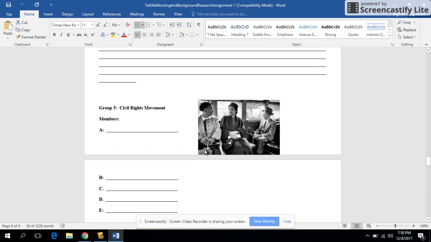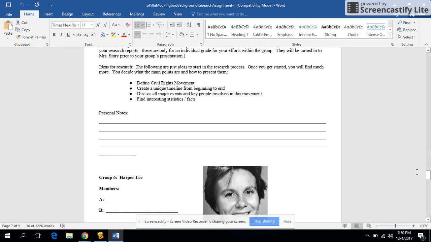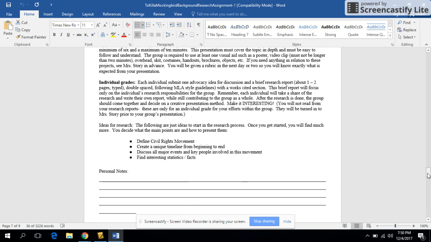The next is the Civil Rights Movement, and this is Rosa Parks. So you will go down and look up. These are kind of like just going together. Think about some of the things in the civil rights movement. Think about a timeline. Create a timeline. Discuss the major events and people like Dr. King. Find interesting statistics and facts. And I could talk to you about this.